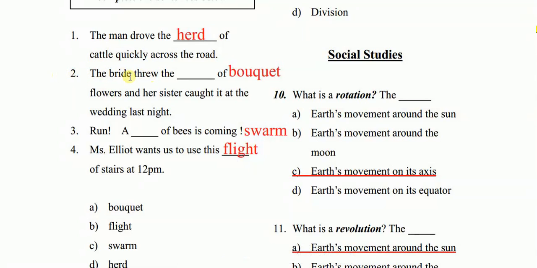The bride, number 2, the bride threw the dash of flowers at her, and her sister caught it at the wedding last night. And that would be the bouquet of flowers. That would be option A. Number 3, run. A swarm of bees is coming. So swarm would be the collective noun for a set or group of bees. Number 4, Miss Elliot wants us to use this flight of stairs at 12 p.m.